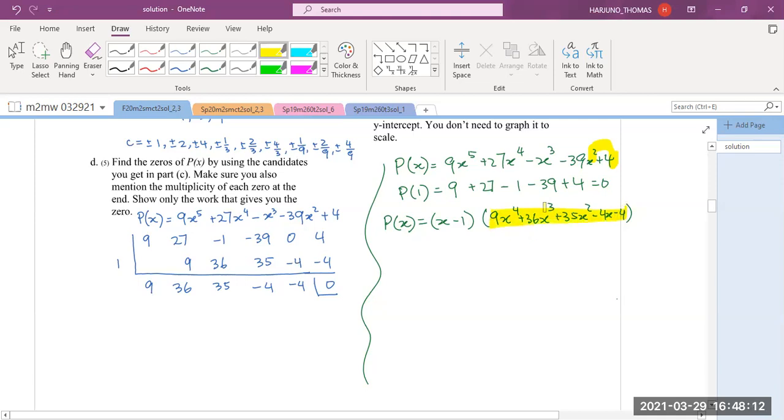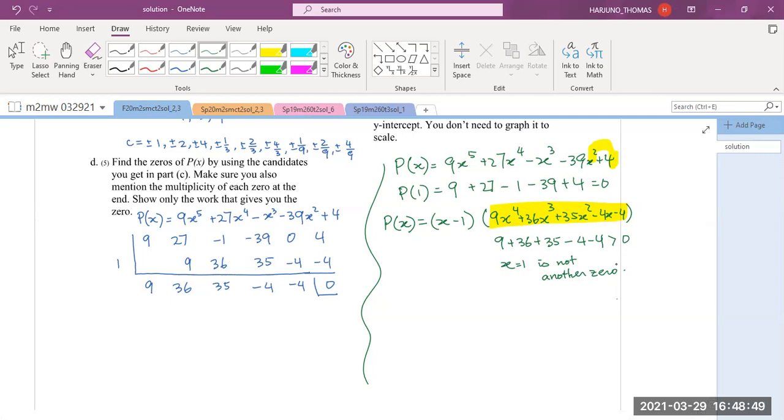Now take a look again. Is the sum of the coefficients still 0? 9 plus 36 plus 35 plus minus 4 minus 4. That's a positive number. That's not 0. Right? So x equals 1 is not another 0. You see what I mean? Basically, 1 is a 0 with multiplicity of 1. It's not 2 because x minus 1 is not a factor of this.